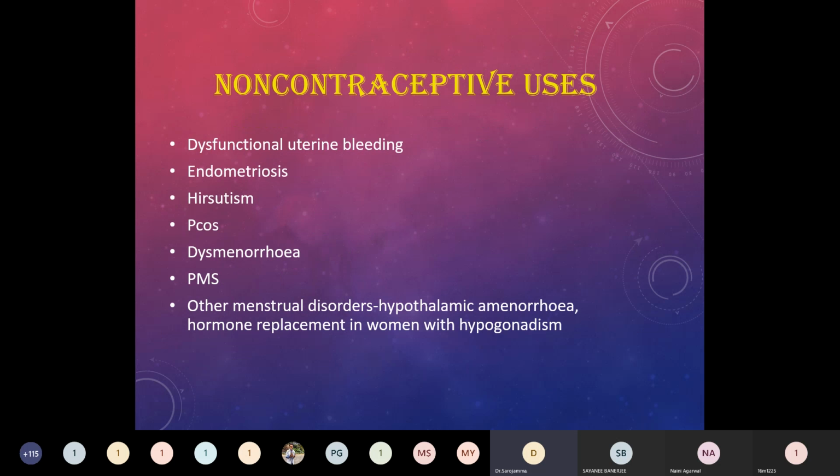Non-contraceptive uses, because of the benefits already discussed. It can be used in conditions like DUB, endometriosis, hirsutism, PCOS, dysmenorrhea, premenstrual syndrome, and other menstrual disorders like hypothalamic amenorrhea. Also hormone replacement therapy in perimenopausal and postmenopausal women, and in hypogonadism.